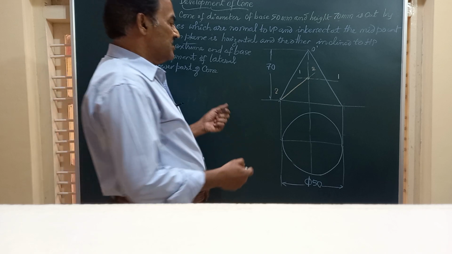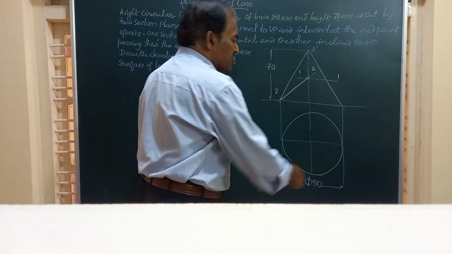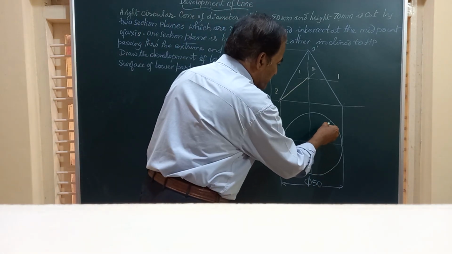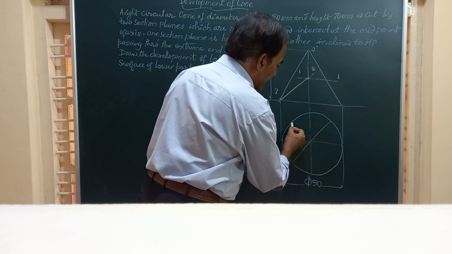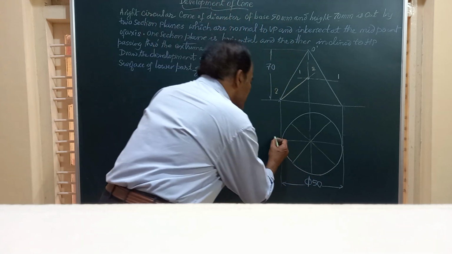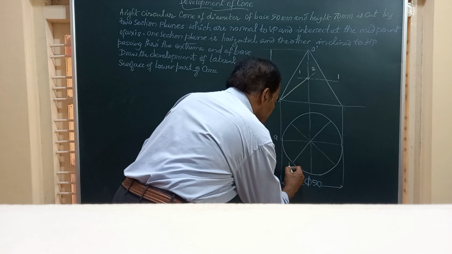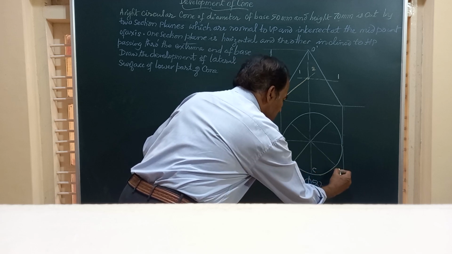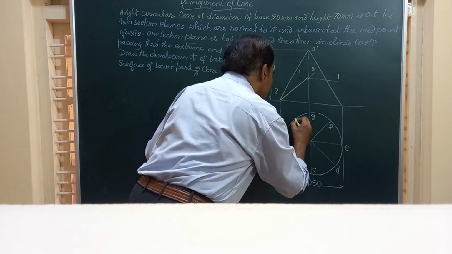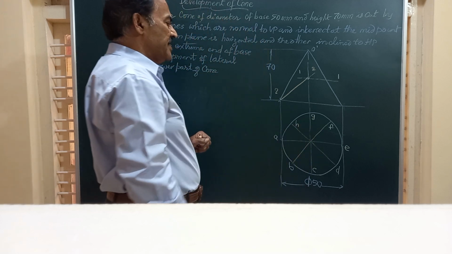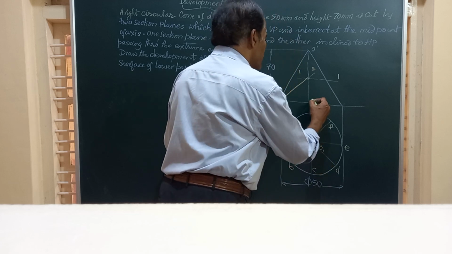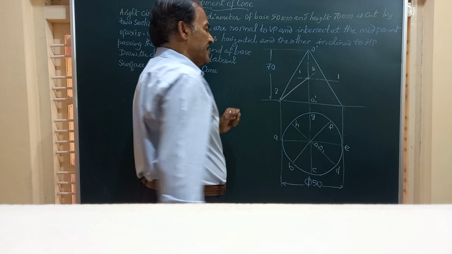Now friends, the base circle has no edges, so we have to divide it into 8 equal parts by drawing lines at an angle of 45 degrees as shown. Let us name this as A, this is B, this is C, D, E, F, G, and finally it is H. So we have got totally 8 generators: OA, OB, OC, OD, etc. We will call the center of the base as O1 dash.